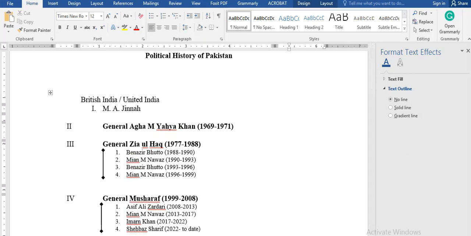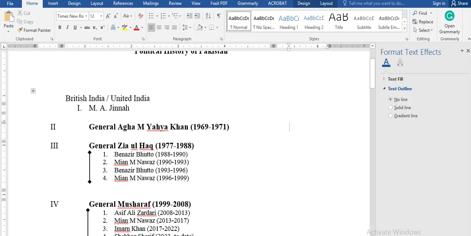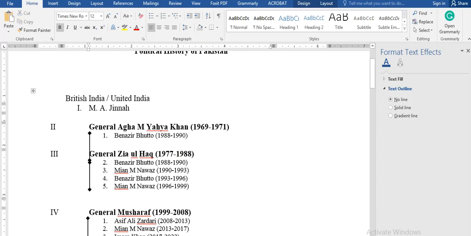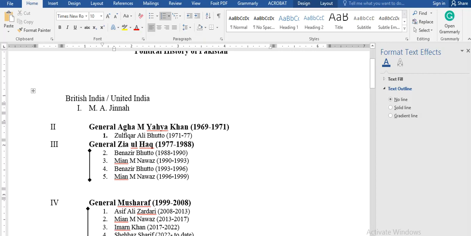So after General Muhammad Yahya Khan, the country witnessed another democratic ruler who was the father of Benazir Bhutto, Mr. Zulfikar Ali Bhutto, and the period of Z.A. Bhutto was 1971 up till 1977. So there was only one democratic regime between General Agha Muhammad Yahya Khan and General Ziaul Haq.